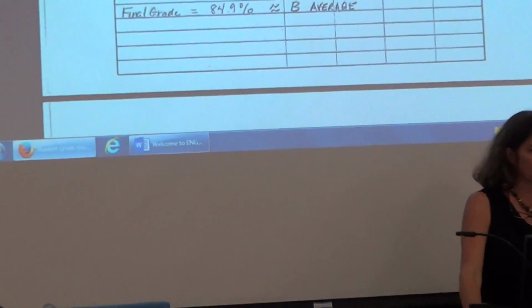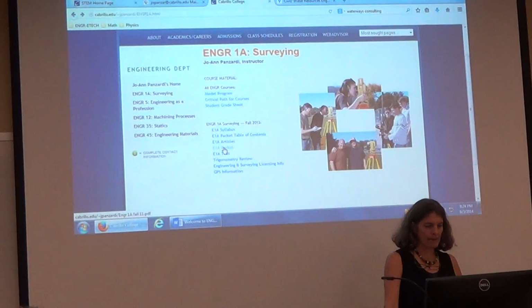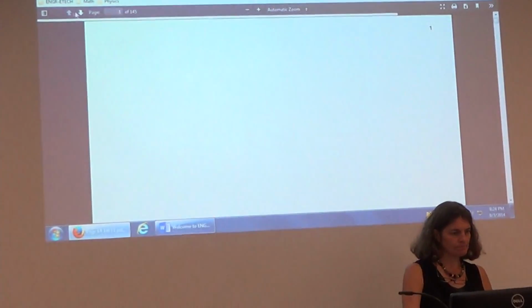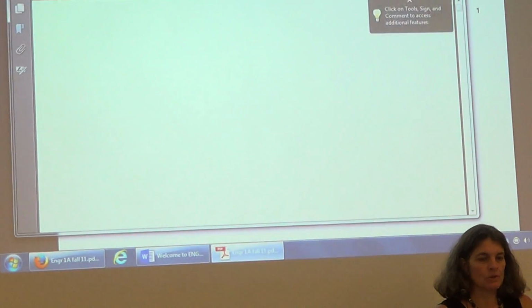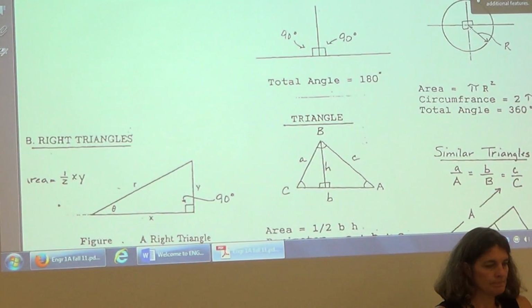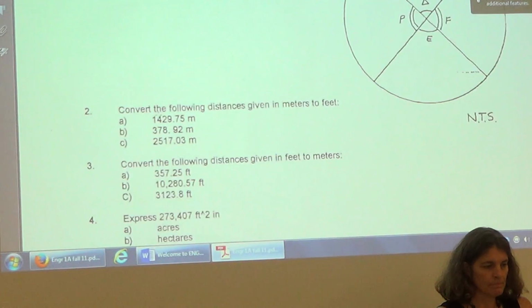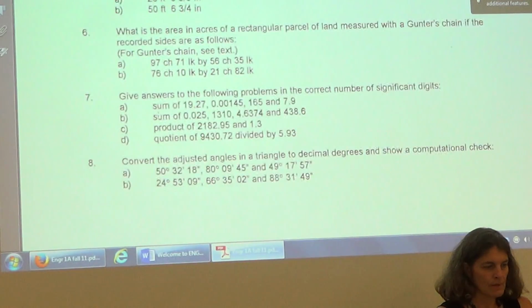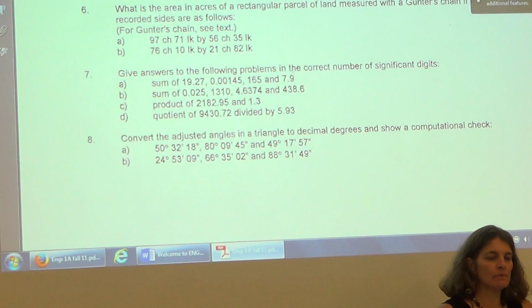Let me show you something. So I'm going to go to the packet. And I'm going to download it because I remember it always seems to work better when I download it. Not really quite sure why. I'm going to go to the first homework. So let's look at number 7, right? It says, give the answers to the following problem with the correct number of significant digits.